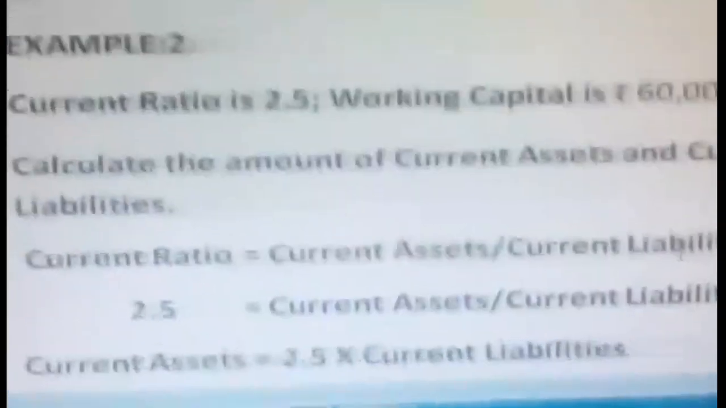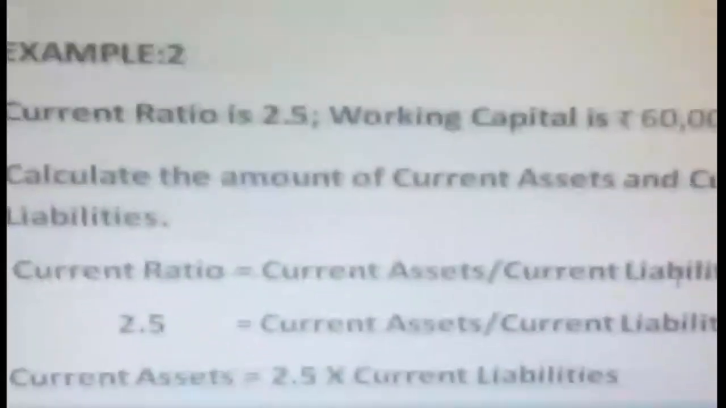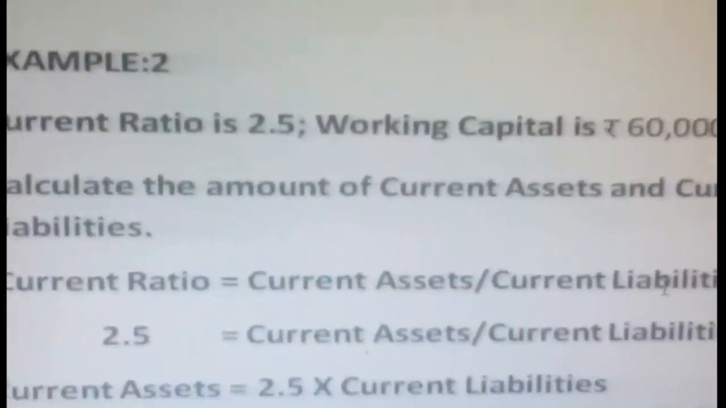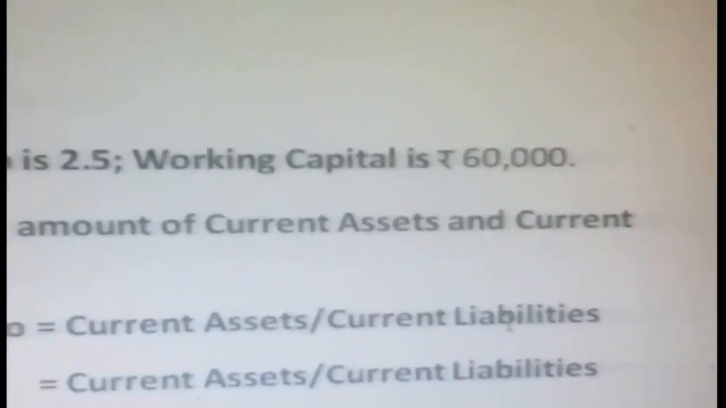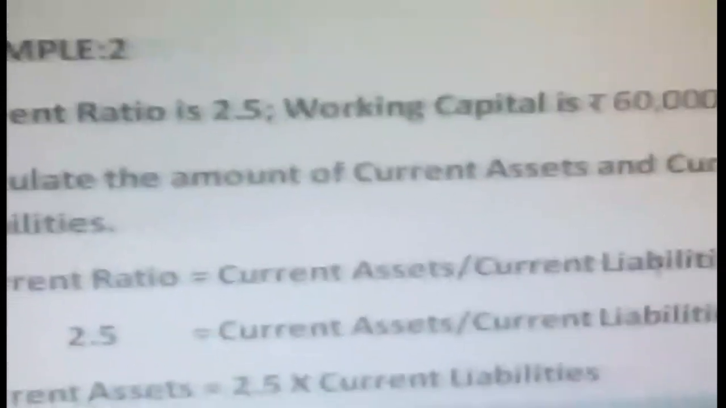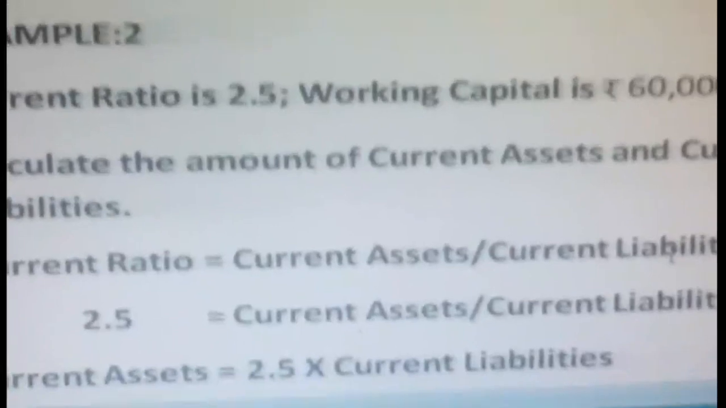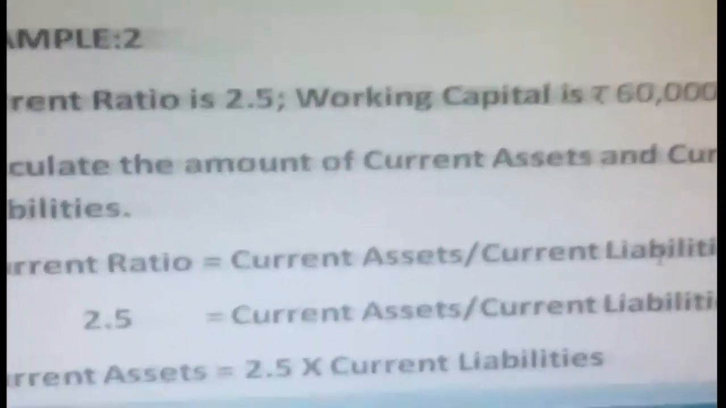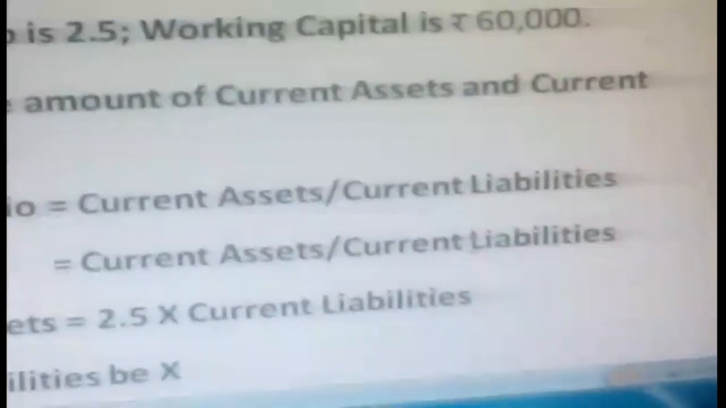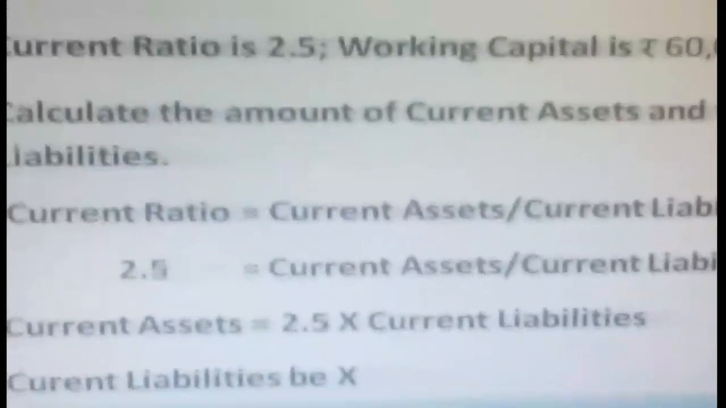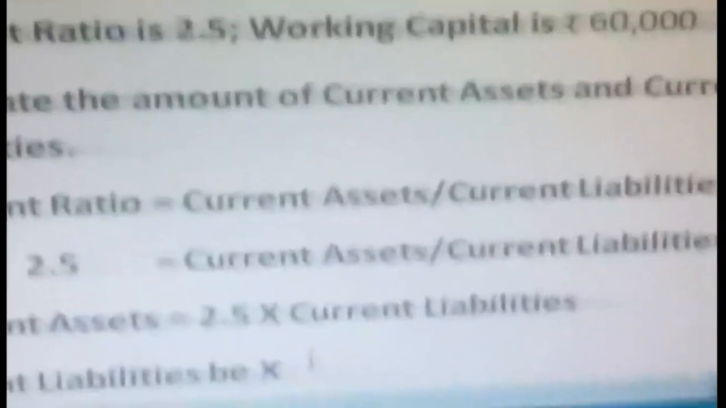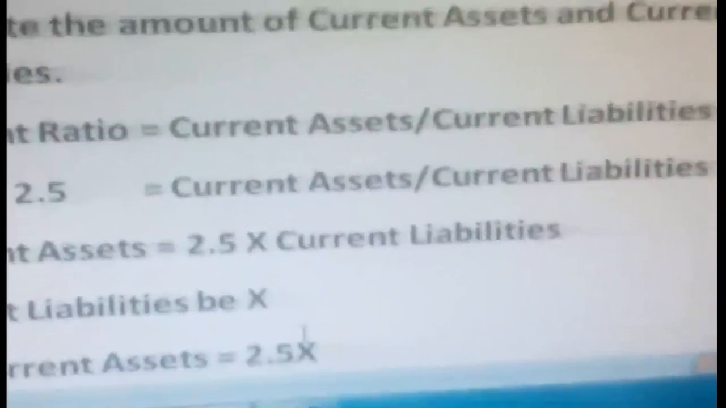Now going to another example. They have given the current ratio as 2.5 and working capital as 60,000. Calculate the amount of current assets and current liabilities. Here only two pieces of information are given, and you have to calculate current assets and current liabilities. As you know already, current ratio is current assets divided by current liabilities. Now we can substitute in the formula, with the current ratio given as 2.5.